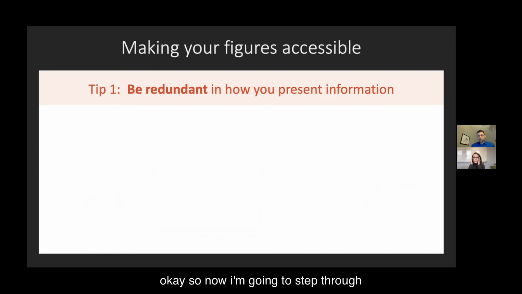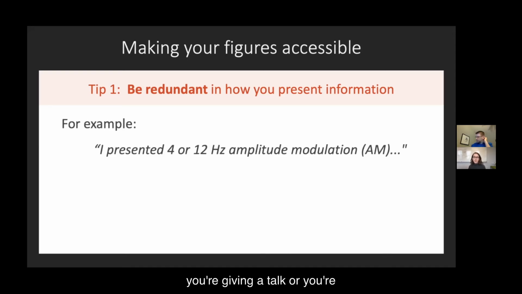Okay, so now I'm going to step through 5 tips that will be really helpful for those who are deaf or hard of hearing or with visual difficulties. So my first tip is to try to be redundant in how you present your information. What do I mean by that? Well, for example, let's say you're giving a talk or you're presenting a poster and you say, I presented 4 or 12 hertz amplitude modulation, AM.